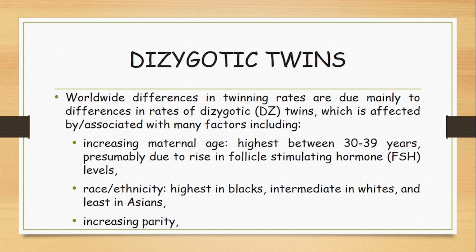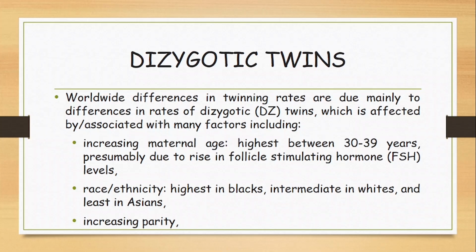The first is increasing maternal age. The highest incidence occurs between 30 and 39 years, presumably due to a rise in follicle-stimulating hormone. In areas where dizygotic twins are common, many of their diets tend to contain a lot of follicle-stimulating hormone, like in the Yoruba area, where there is a yellow yam, so prominent around this region, that has follicle-stimulating-like activity.